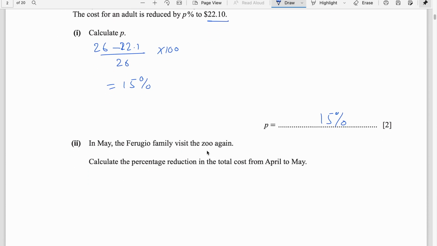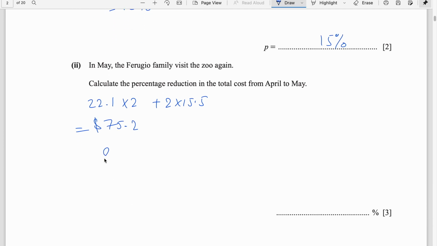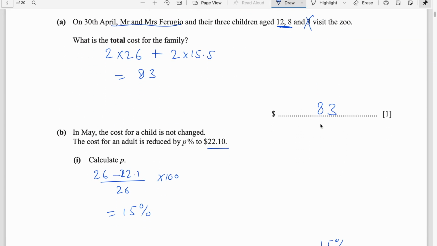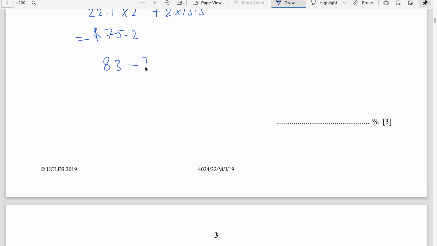In May, Frugo family visits the zoo again. Calculate the percentage reduction in the total cost of the family. So new cost is 22.1 for 2 adults and the cost of children, it never changed. It stood at 15.5. So the total bill was $75.2 and the reduction was from 83, which was the initial cost. So 83 minus 75.2 by 83 times 100. So they saved 9.397%, approximately 9.4%.